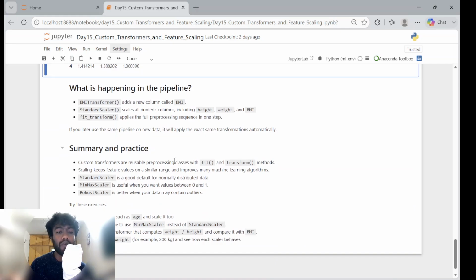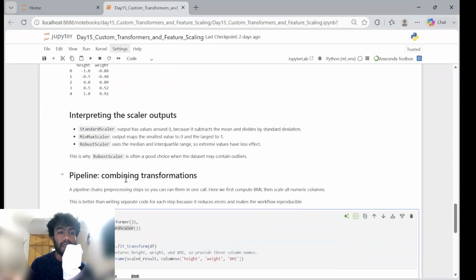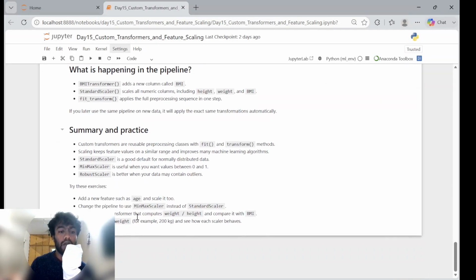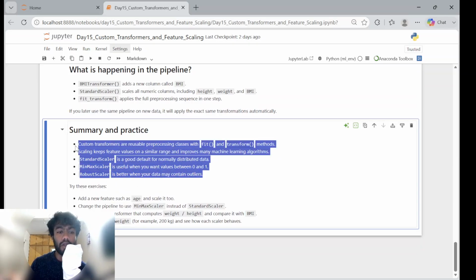This would be more helpful in machine learning to have a standard set of pipelines and create custom pipelines, so that machine learning models will have better, more meaningful features to work with. These are a few practice points that you could try out also.